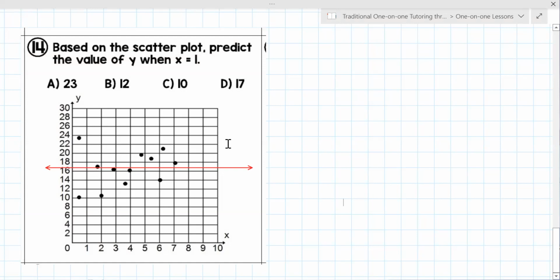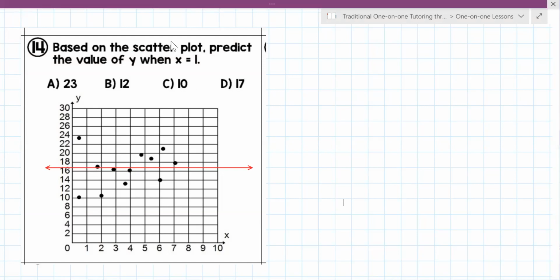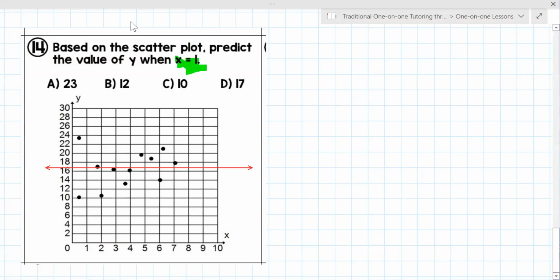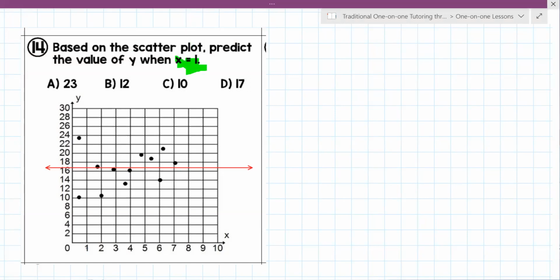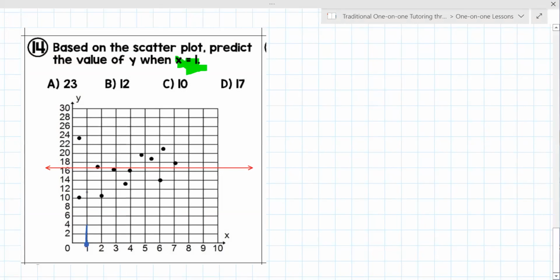Okay, so now X is 1. That means you got to go to the X-axis, come up until you hit the curve. It's about 17.